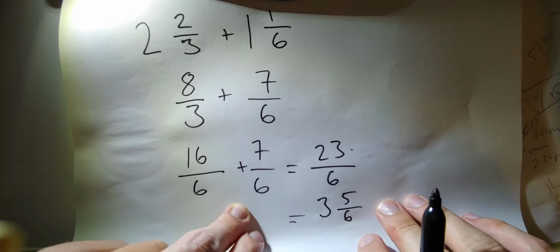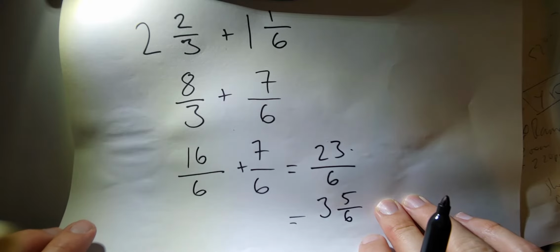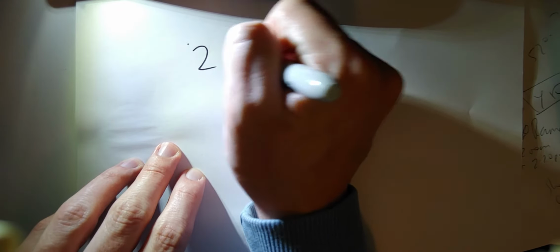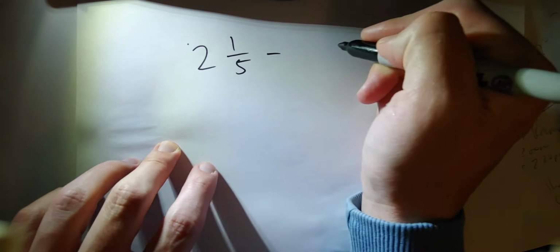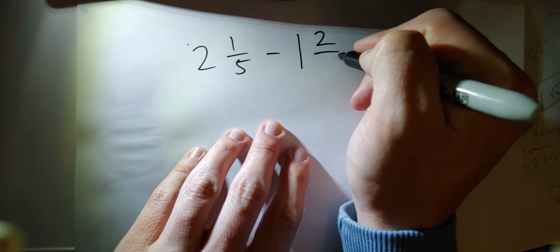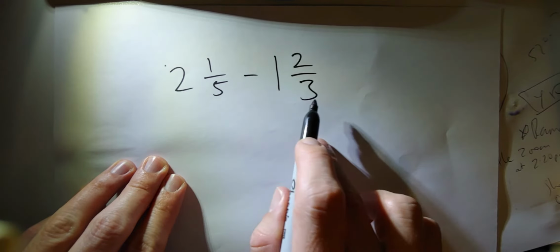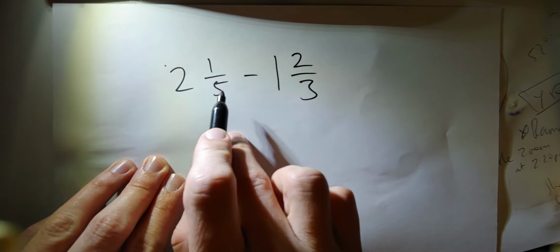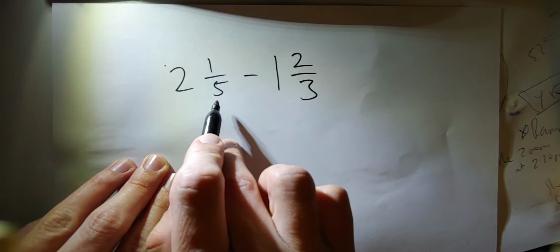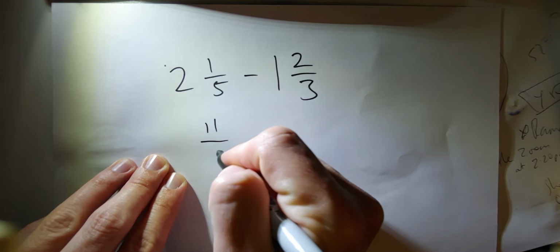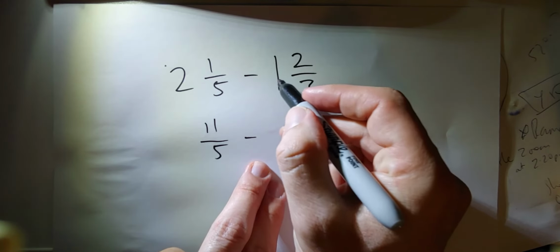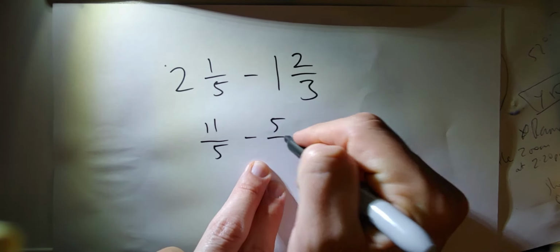Okay, now let's do a subtraction and see if that is any different. Let's just choose, say, 2 and 1/5, take away 1 and 2/3. Okay, so again, it looks kind of tricky, but let's just turn this into an improper fraction first. 2 times 5 is 10 and 1 is 11, so 11/5. Take away, that is 3 and 5/3.